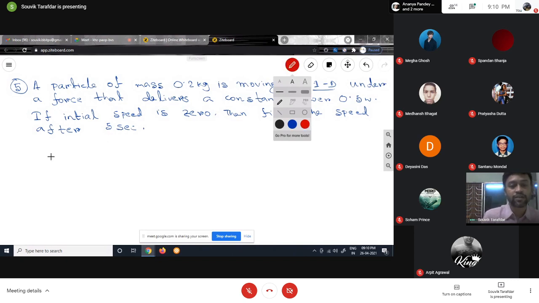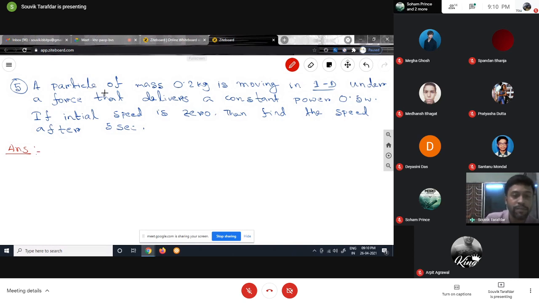Okay, students, so what is told? First we are going to understand the question. A particle of mass 0.2 kg. So the mass of the particle is 0.2 kg. It is moving in one dimension. Moving in one dimension means it is moving on a straight line, like this. Under a force that delivers a constant power. It is delivering a constant power of 0.5 watt.